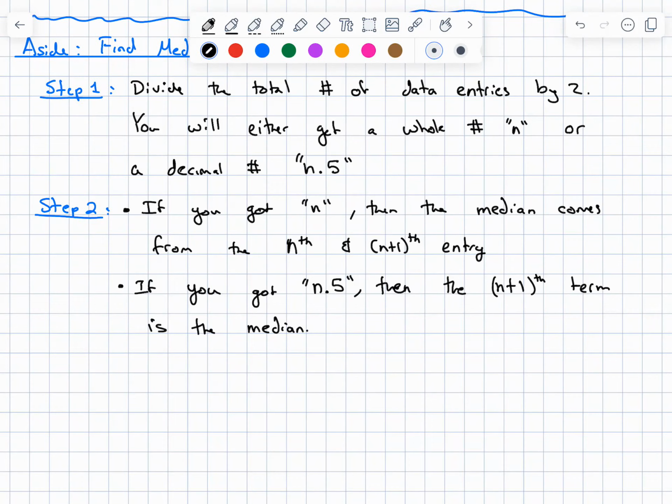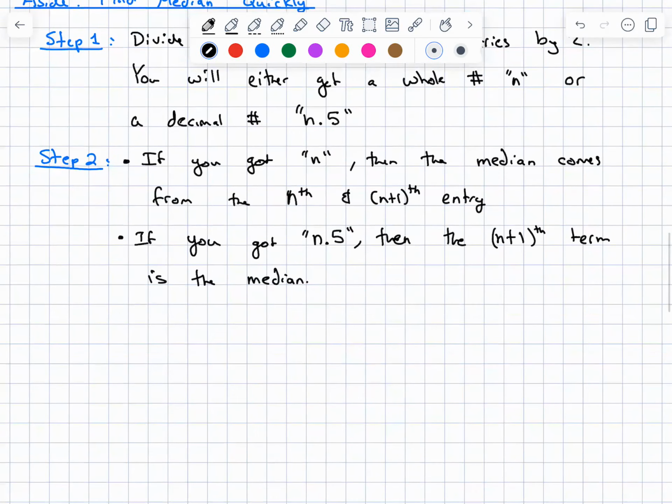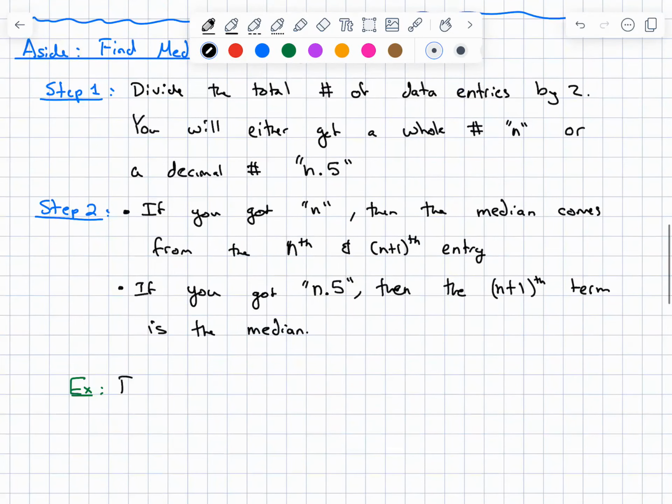Whereas if you get n.5, that means you have an odd number of data values. Like 7 divided by 2 gives 3.5. If you have 9 data values, you get 4.5. 11 data values, 5.5, and so on. If there's an odd number of data values, there's a direct middle in the center, so it's just the next number in the set. I'm going to show you an example here to figure this out. Example, find the median.